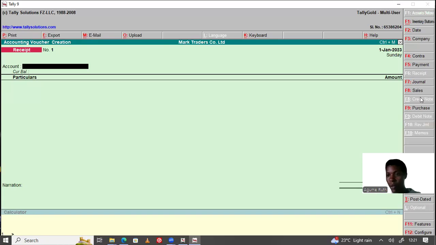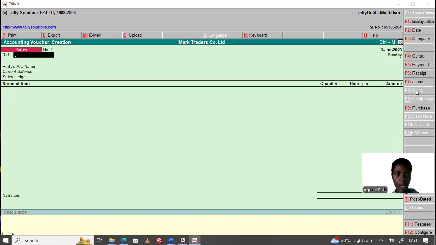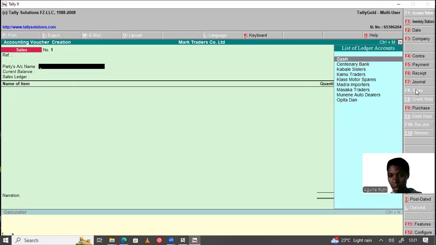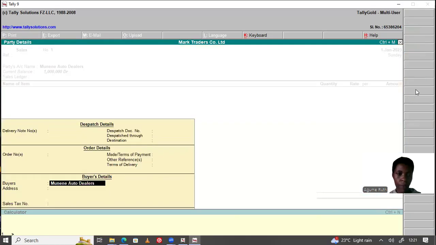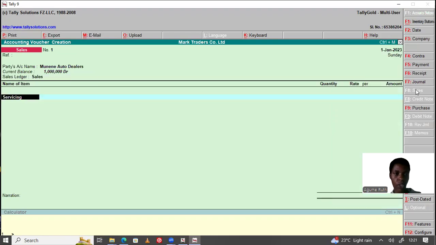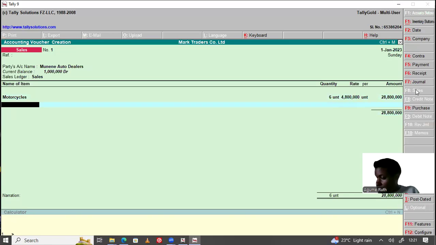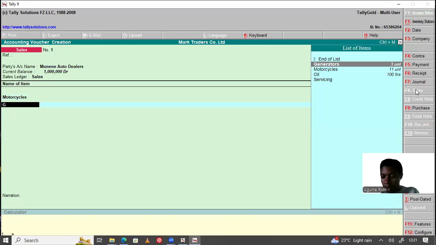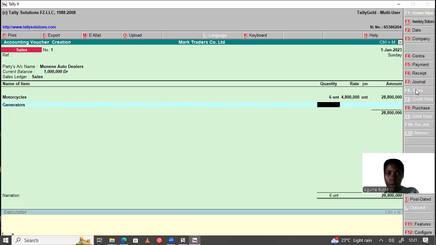Let me use sales and then say Muna Auto Dealers. Then I select the sales ledger as sales. Then 6 motorcycles. There are 6. Then generators are 2.